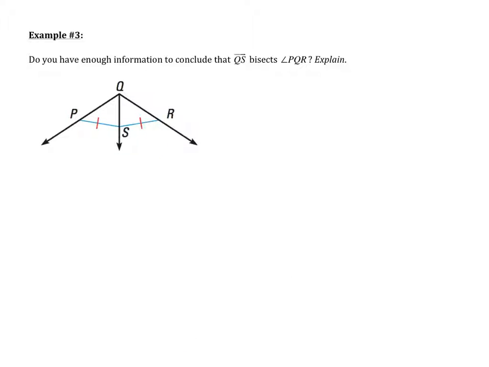Example number 3. Do you have enough information to conclude that ray QS, this ray right here, bisects angle PQR? So notice here that point S is equidistant to the sides of the angle. However, we do not know if this is the perpendicular distance.